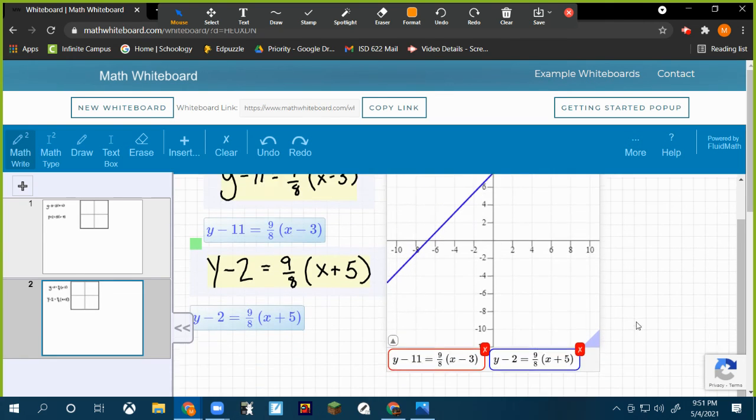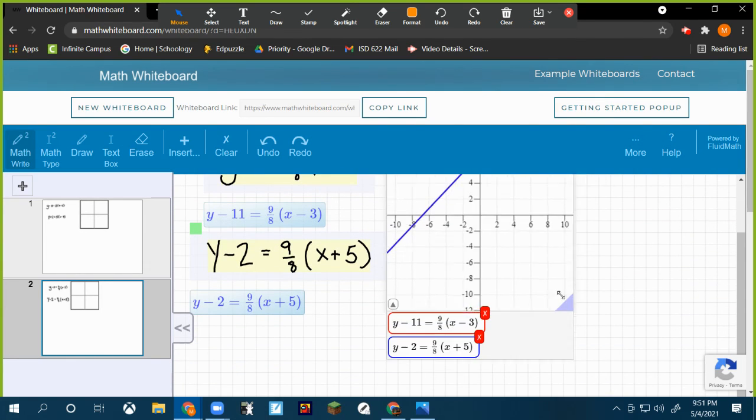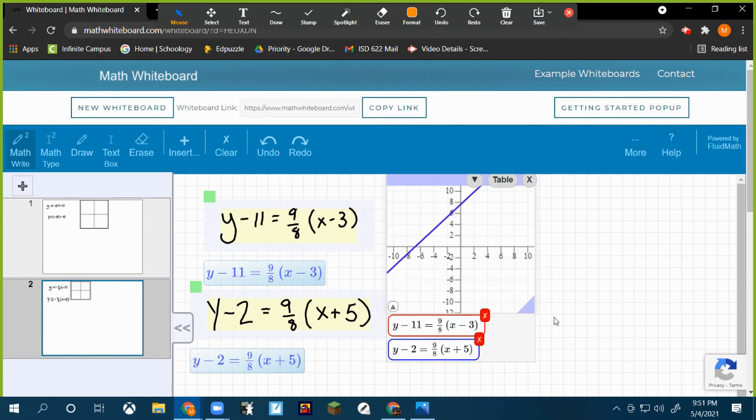If we notice here, we can erase this. Let's make that a little smaller. We can erase this blue one really quick, and it has the exact same line that is red. We can put it back in there. There we go. Bounces right back up there. You can erase that blue line, same exact line. We used 2 different equations with 2 different points, but still got the same line on the graph.